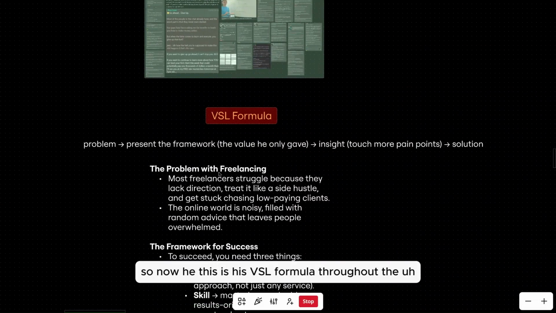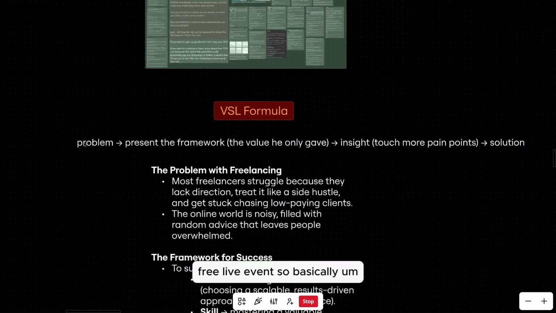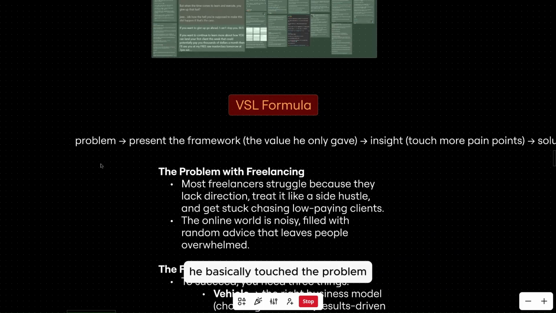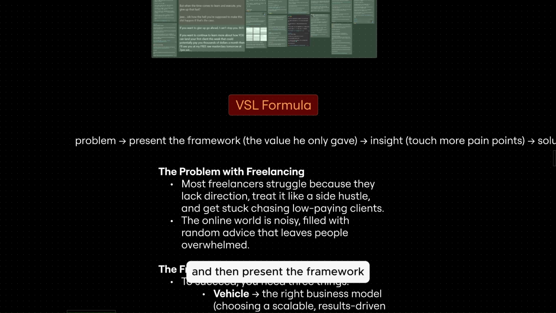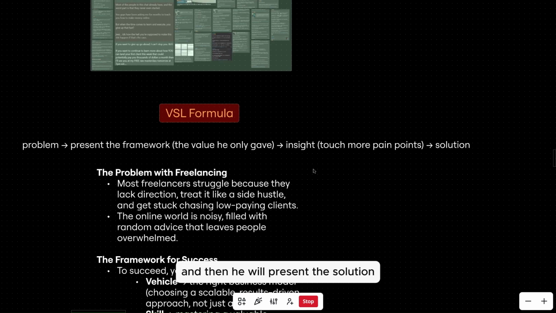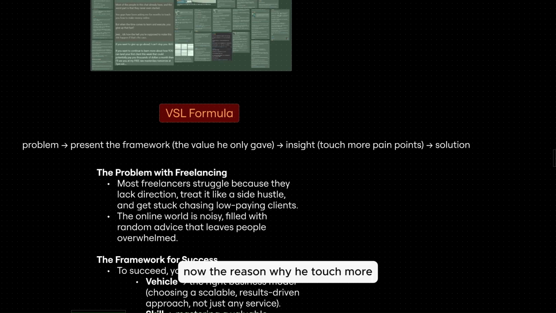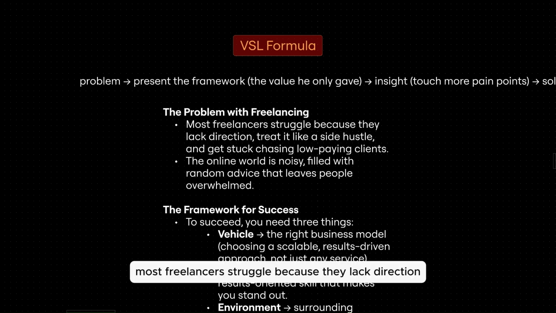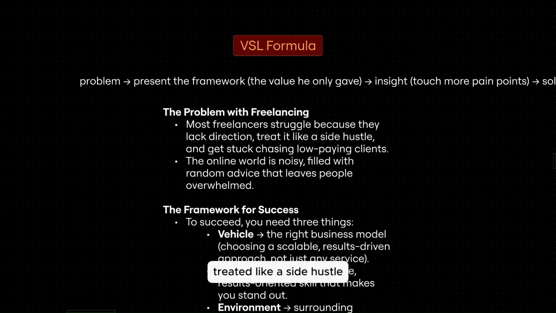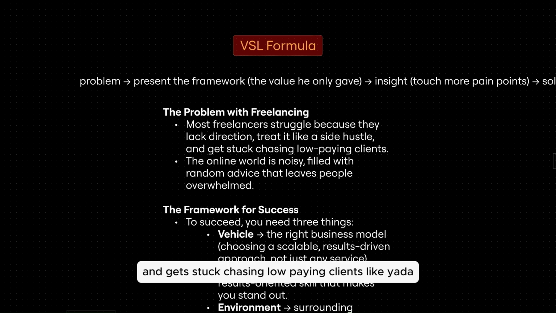So now this is his VSL formula throughout the free live event. Basically, he touched the problem. He makes sure that he introduces people's problem and then presents the framework, which is the value he gave, and then insight, which is touching more pain points, and then he presents the solution. Now, the reason why he touched more pain points is so that when you present your offer or your product, you want to make sure that it is the only solution to get rid of that pain. Now, the problem with freelancing: most freelancers struggle because they lack direction, treat it like a side hustle, and get stuck chasing low-paying clients, and so on.